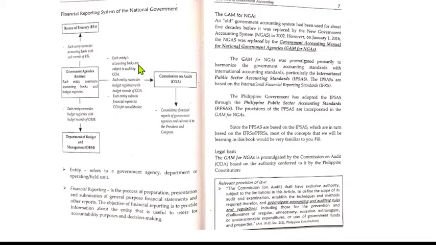So each entity's accounting books are subject to audit by the Commission on Audit. So the supreme auditing body of the Philippines is the Commission on Audit. So kaya siya supreme is because it is final. Wala nang pwedeng mag-verify on the audit made by the Commission on Audit but only itself. Okay?